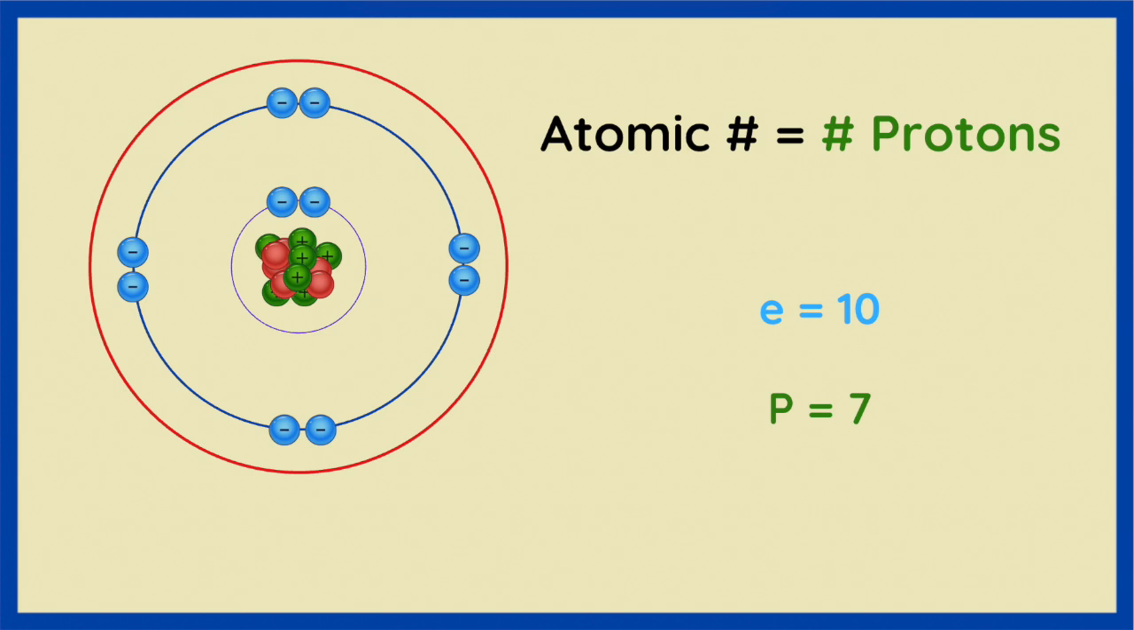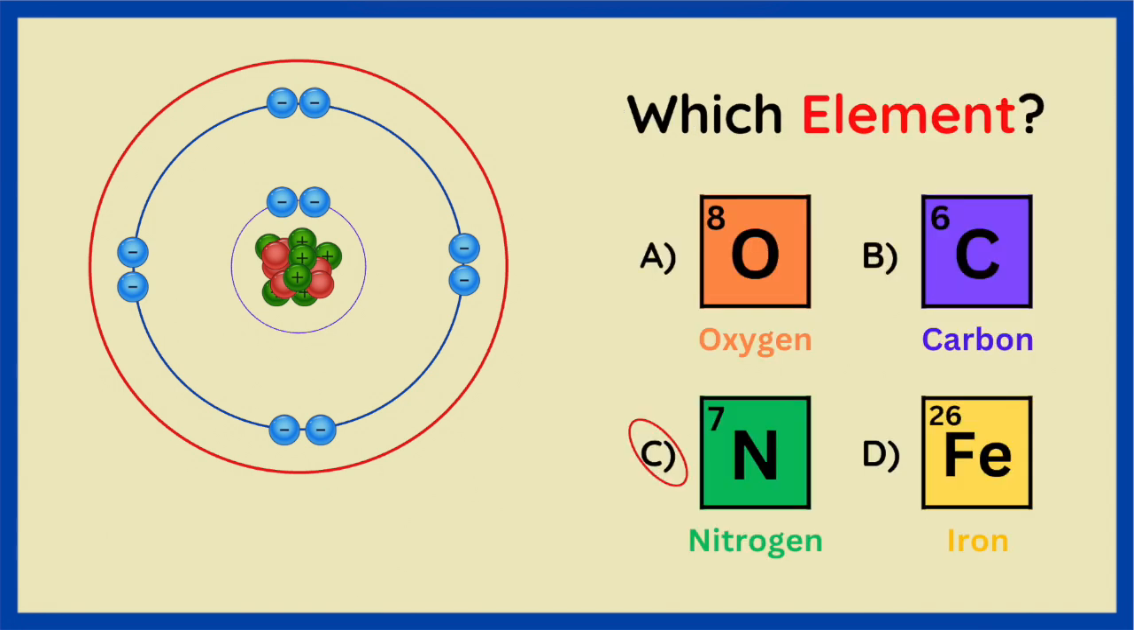Remember, we found that our diagram has 7 protons, which therefore means that nitrogen is our element of interest, because it's got an atomic number of 7. So C is our answer.